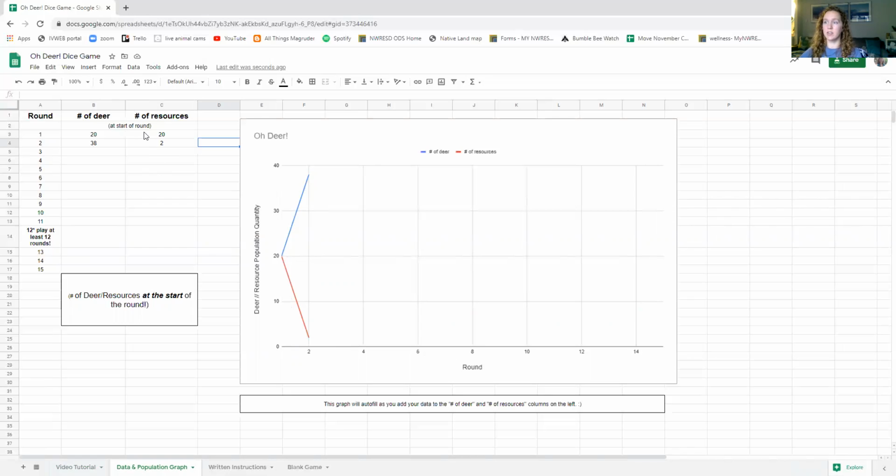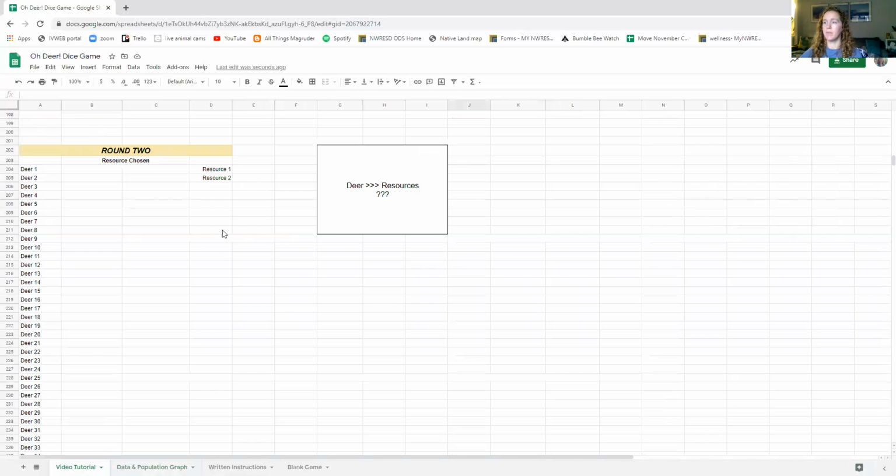We had 40 deer to start with. We still have 40 here. One population exploded and one population drastically declined. All right. So what do we expect to happen in round 2?